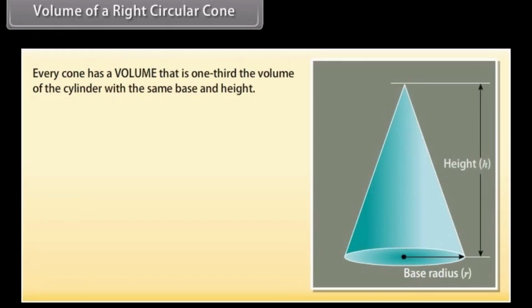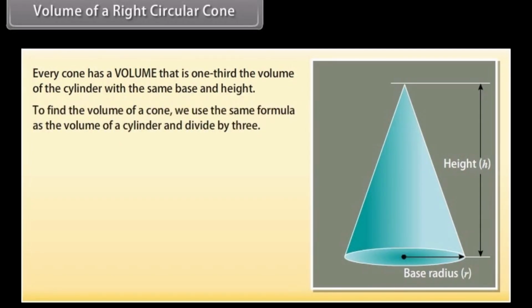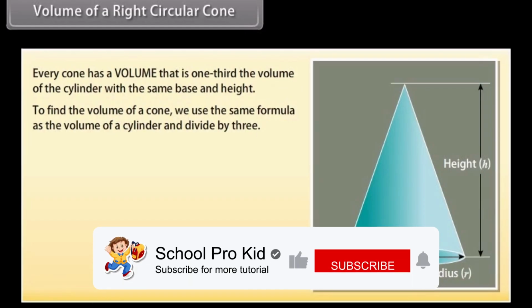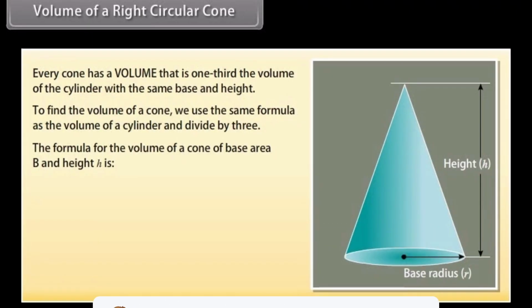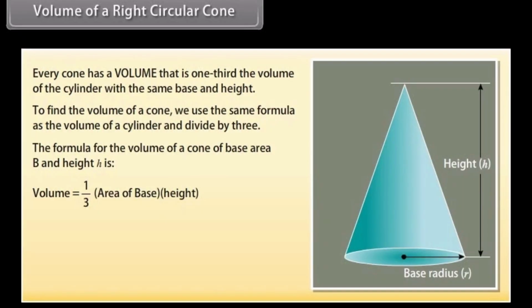Volume of a right circular cone. Every cone has a volume that is 1/3 the volume of the cylinder with the same base and height. To find the volume of a cone, we use the same formula as the volume of a cylinder and divide by 3. The formula for the volume of a cone of base area B and height h is volume equals 1/3 into area of base into height, or V equals B into h whole upon 3 equal to r square pi h whole upon 3, or 1/3 pi r square h.